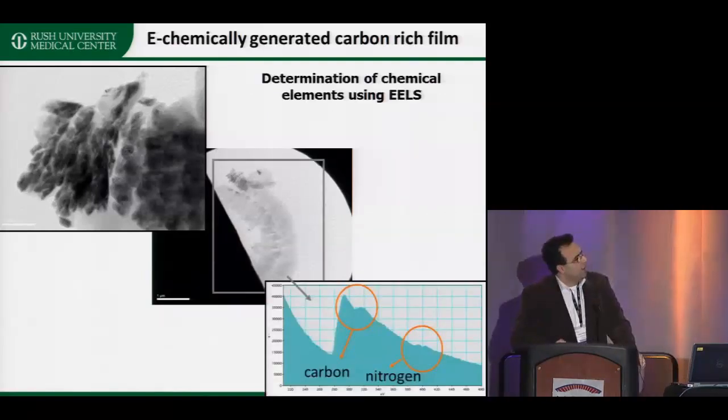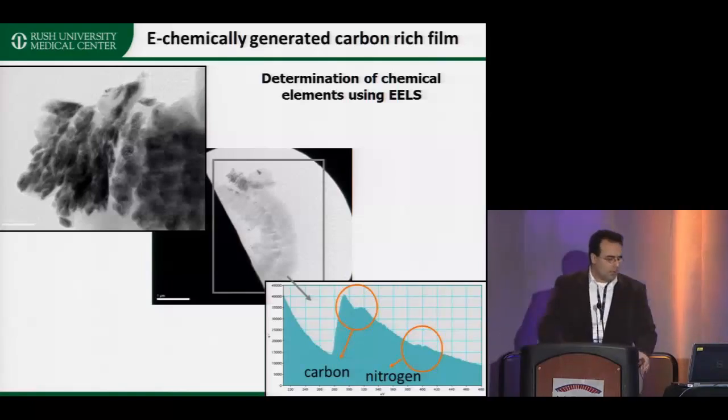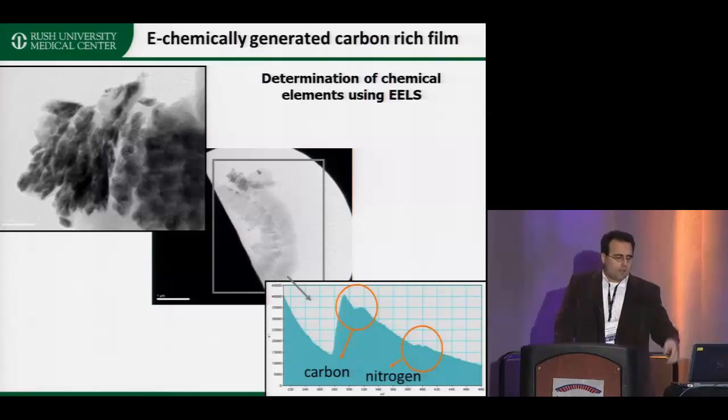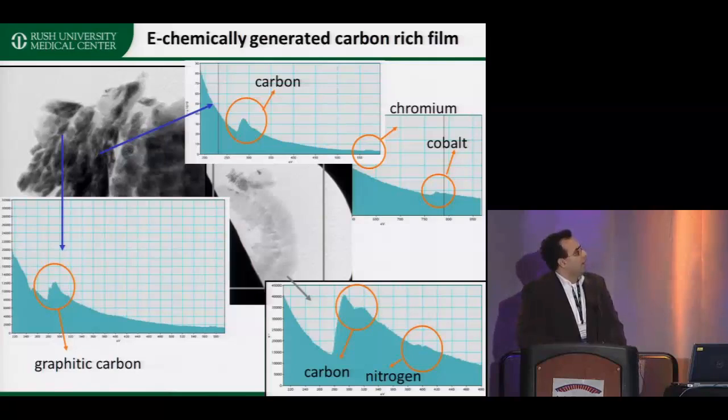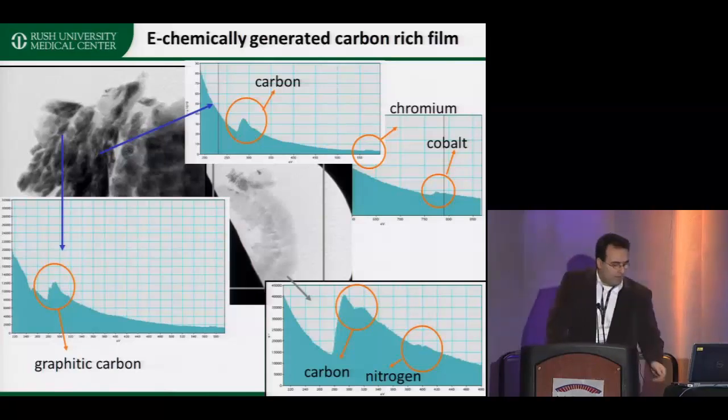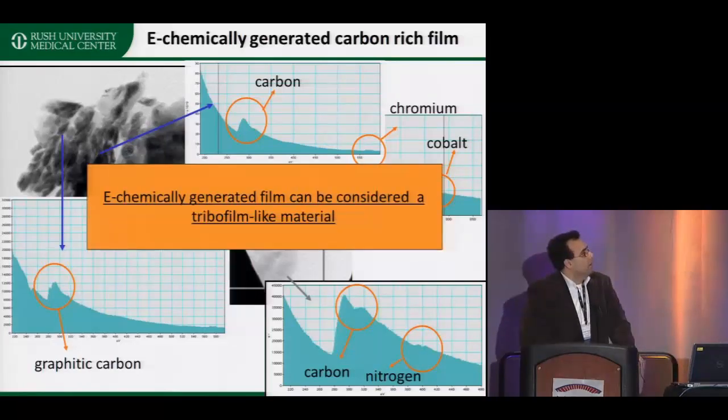And when we do a global scan of our sample, you can see we have a clear carbon peak and a smaller nitrogen peak, indicating indeed the proteinaceous nature of this film. When we look more localized at several spots, you also can find, even though they are small peaks, there's still significant chromium and cobalt. And also at several spots we found this pi peak indicating graphitic nature. We also performed Raman, which further confirmed our assumption that this electrochemically generated film can be considered a tribofilm-like material.